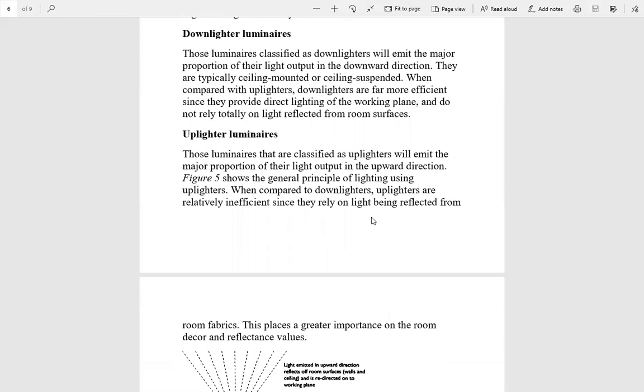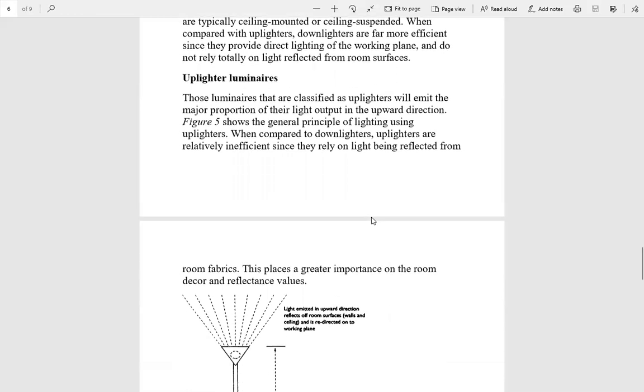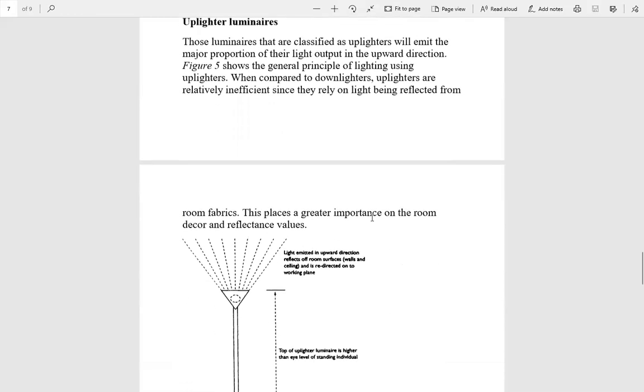Uplighter luminaires. Those luminaires that are classified as uplighters will emit the major proportion of their light output in the upward direction. The figure here shows the general principle of lighting using uplighters. When compared to downlighters, uplighters are relatively inefficient since they rely on light being reflected from room fabrics. This places a greater importance on the room decor and reflectance values.